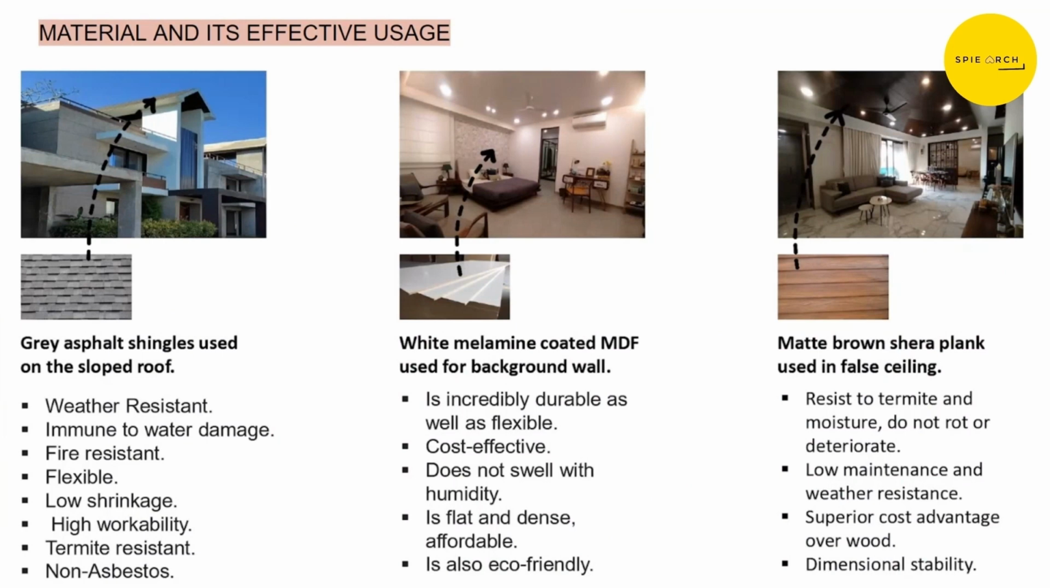Coming to the materials, the different materials used, we saw gray asphalt shingles used on the sloped roof of the row houses. Further, we saw white melamine coated MDF, which was used for background walls. Also, we saw matte brown Shera plank used in many different rooms for the purpose of ceiling.